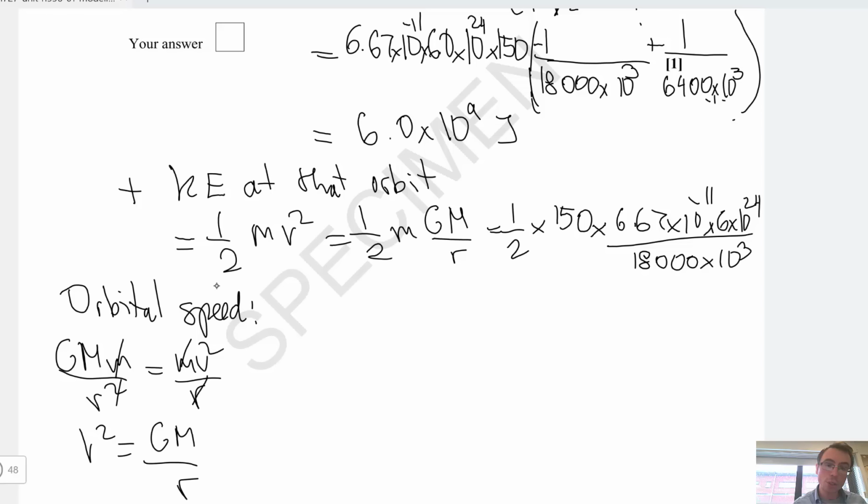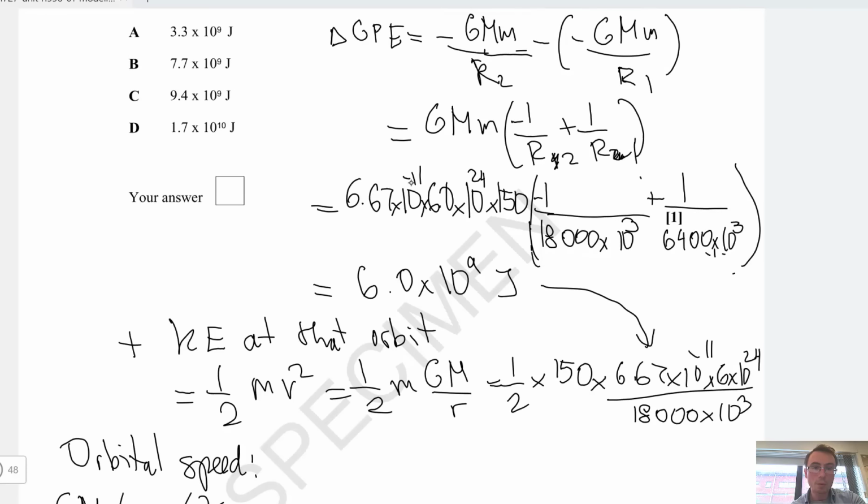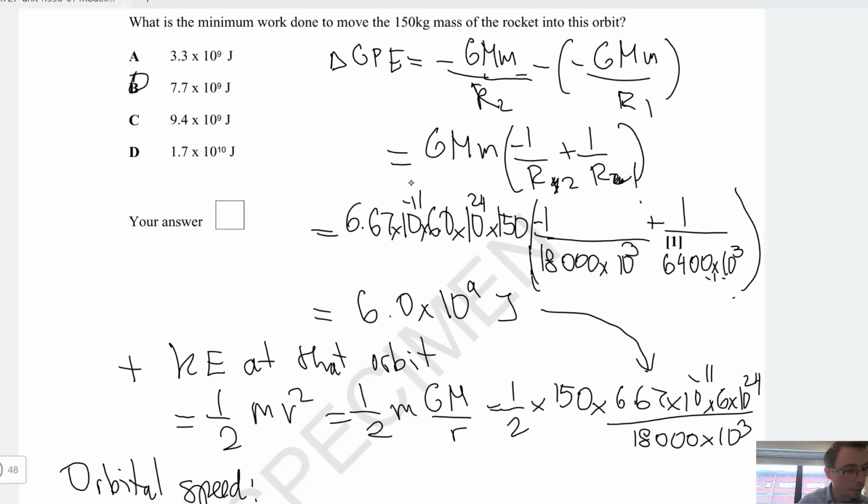So the kinetic energy of the satellite at that point will be a half mv squared, where v is this expression, meaning that we get a half m GM over r, which is a half times 150 times 6.67 times 10 to the minus 11 times 6 to the 24, and then divided by that number. Now, if we add the potential energy plus this expression, I've just done that into the calculator, we are going to get 7.7 times 10 to the 9 joules.